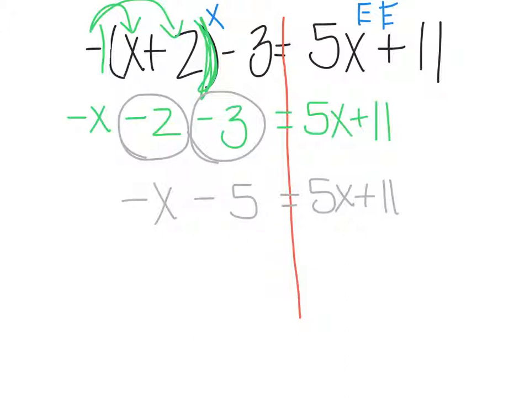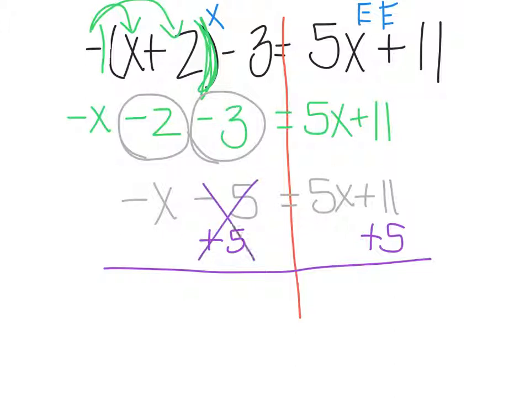To get rid of negative 5, I'm going to add 5 to both sides. And I'm going to make sure I add 5 to 11 because I cannot add 5 to 5x. So negative 5 plus 5 is going to cancel. I have negative x equals 5x. 11 plus 5 is 16, and it is positive.